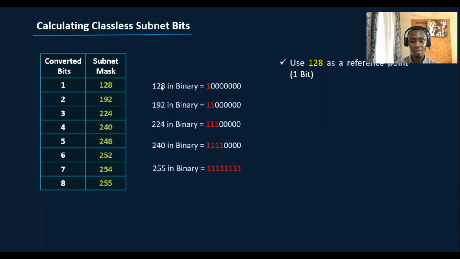So 128 in binary, if you use a calculator, will give you 1 and then 7 zeros. 192 in binary will give you 2 ones and 6 zeros. 224 in binary will give you 3 ones and 5 zeros, until you get to 255, which will give you exactly 8 ones. And that is what we have here.